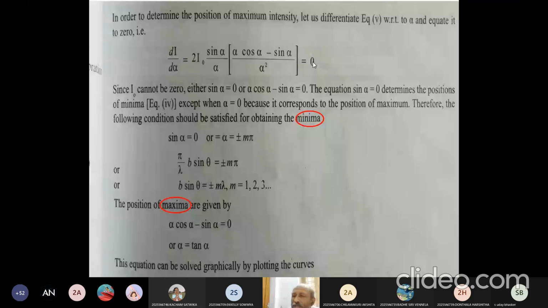And these three situations are giving you three different intensity distribution criteria. One, alpha is equal to 0 gives you the principal maxima. Two, when sin alpha is equal to 0, these are the conditions when you get minimas. And when alpha is equal to tan alpha gives you the conditions for secondary maximas.